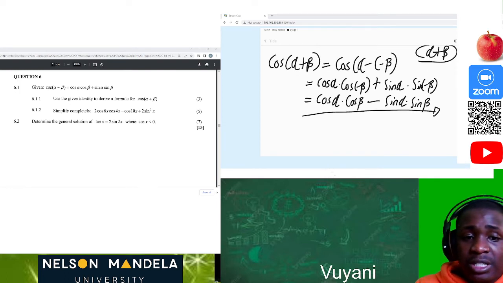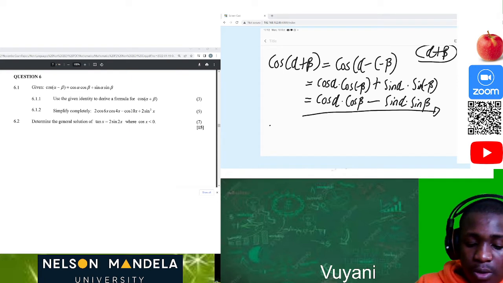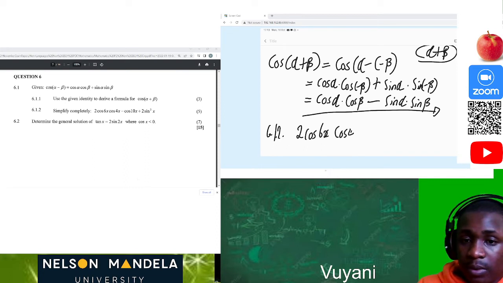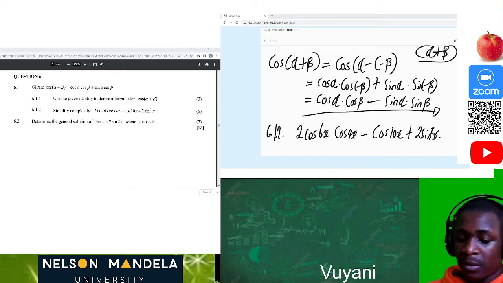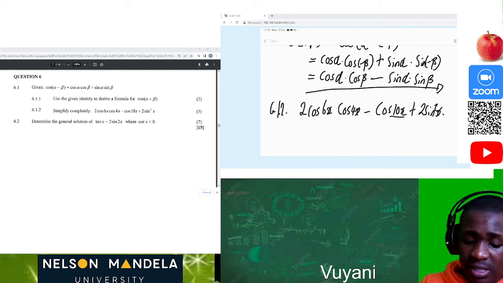Now let's move to the next question. 5 marks. 6.1.2. Simplify completely: 2 cos of 6x cos 4x minus cos of 10x plus 2 sine squared of x. Now we must solve this. How are we going to solve this? Let's solve this in an amazing way. So we know that 10x is the same as 6x plus 4x. So that's the first thing which we've already seen.